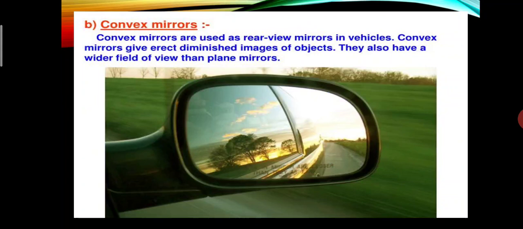Convex mirrors. Convex mirrors are used as rear view mirrors in vehicles. They give erect, diminished images of objects. They also have a wider field of view than plane mirrors.